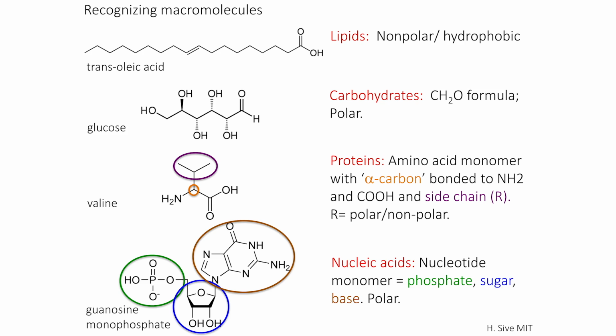And finally, the nucleic acids. Complicated. The way to start is look for a phosphate group. If you can find a phosphate group attached to a sugar, and you know sugars have got CH2O formulas, then you are on the right track. And then if you see something that's got a bunch of nitrogens and some oxygens and either 1 or 2 rings attached to it, that's probably the base.